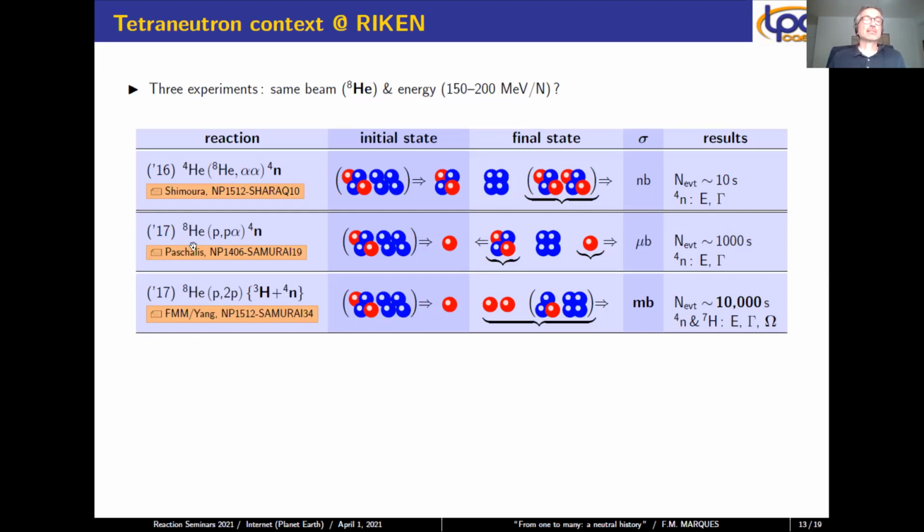Another experiment is helium-8 (p,p alpha). So helium-8 beam, proton target. The proton will knock the alpha out.